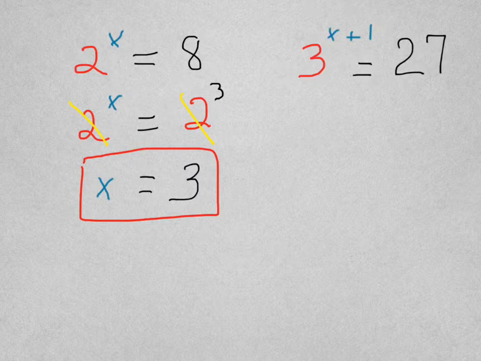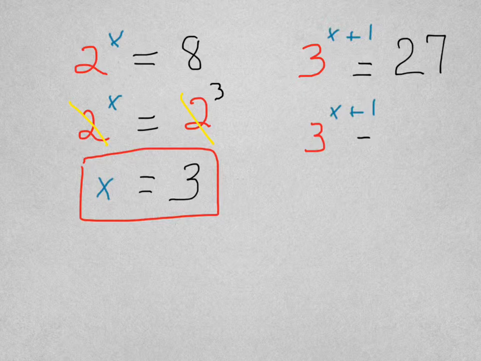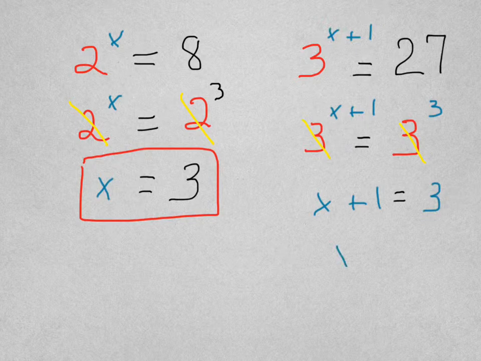Okay, so we're going to look at another problem. We have 3 to the x plus 1 is equal to 27. Again, we must get our bases to be the same. And so we have 3 to the x plus 1 equals, and then we're going to change 27 to 3 to the third. The bases now cancel out, giving us x plus 1 is equal to 3. And then we subtract 1 from each side, and we get x is equal to 2.